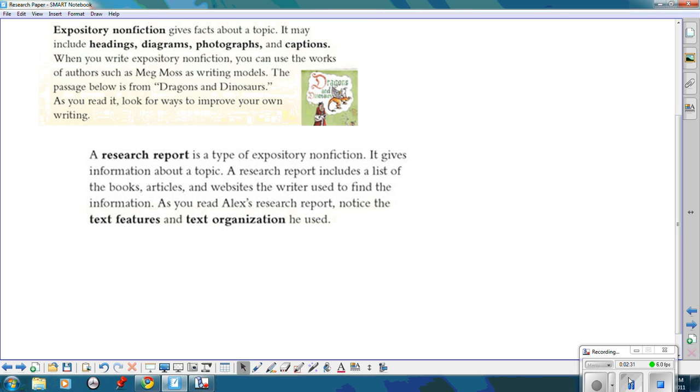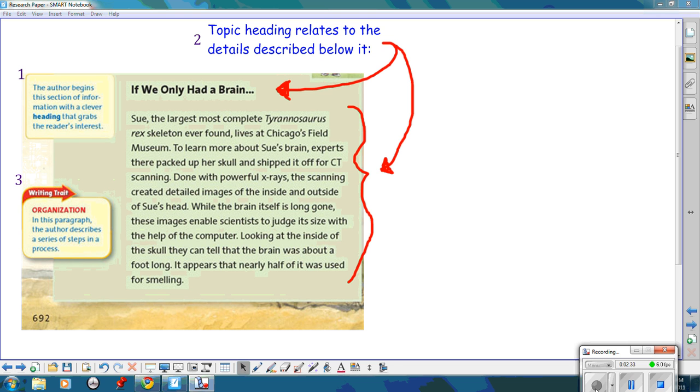the way the report is organized. Before we take a look at Alex's paper, let's take a look at this so that you can see what I'm talking about. This is just a part of an essay, a research paper, and the author has a heading here, "If We Only Had a Brain," which gets the reader interested in reading more. And then the heading, of course, relates to the details below. And this all has to do with Tyrannosaurus rex, the largest skeleton found, and they've called that Tyrannosaurus rex Sue.